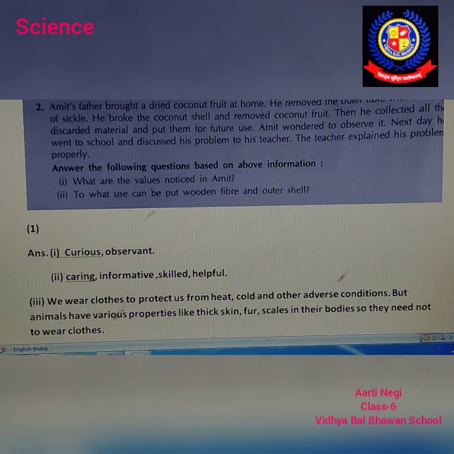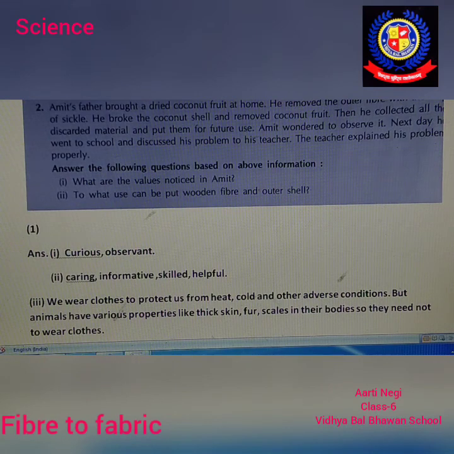He removed the outer fiber with the help of a sickle. He broke the coconut shell and removed the coconut fruit. Then he collected the discarded material and put it aside for future use. Amit wondered as he observed it.